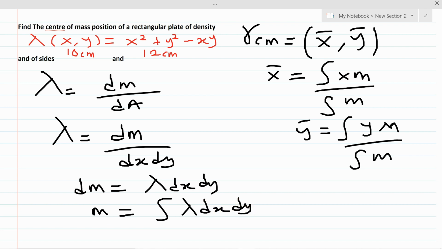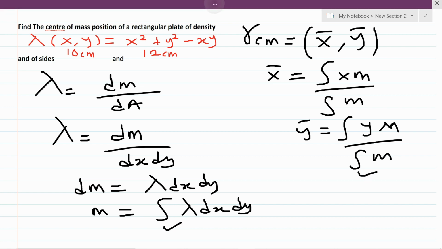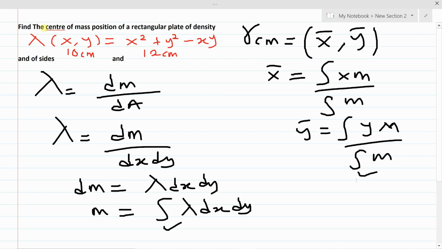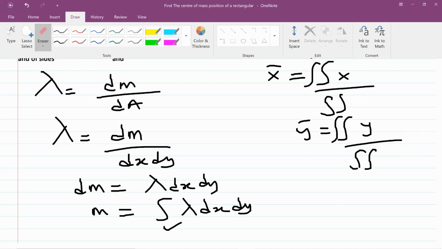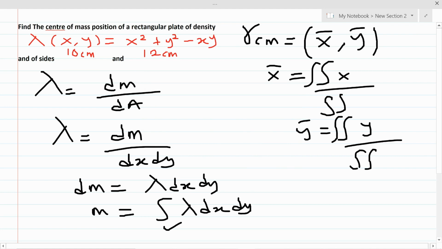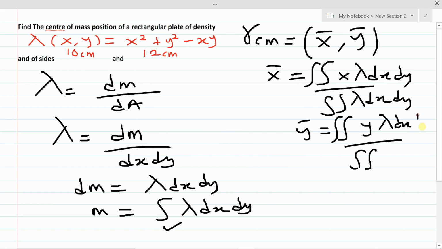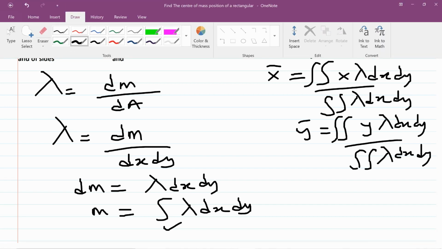Okay, so I can come and put my m inside my equation, and when I put the m in, you see we have one integral sign, we have another integral sign, so when it comes, you will get two integral signs. So putting our m in, we'll get the double integral of x lambda dx dy over the double integral of lambda dx dy. So this is how we'll get our new y bar and x bar. Let me clean everything and write it clearly for you.